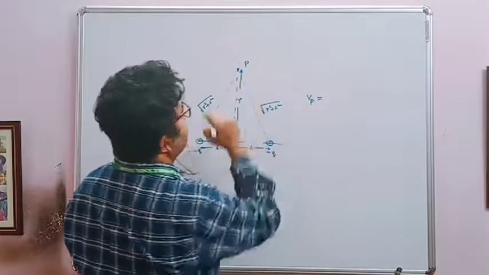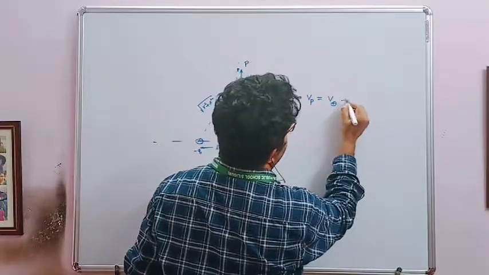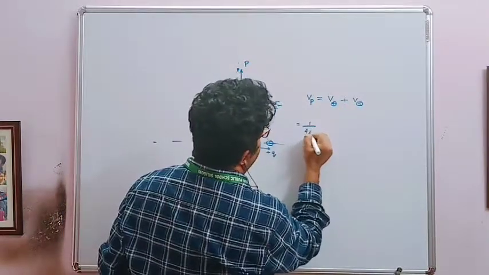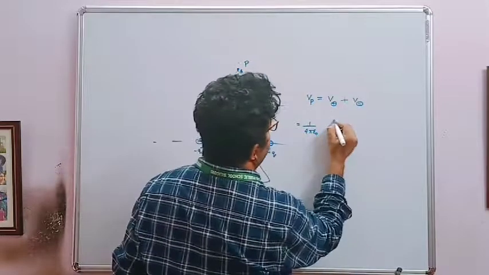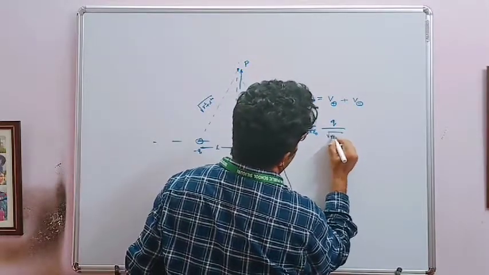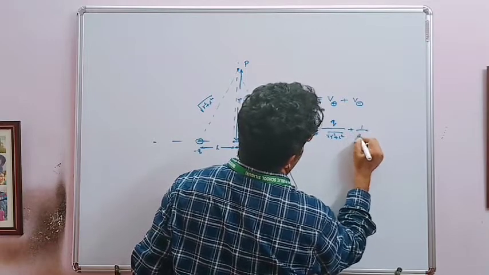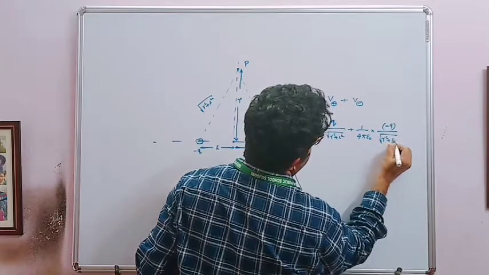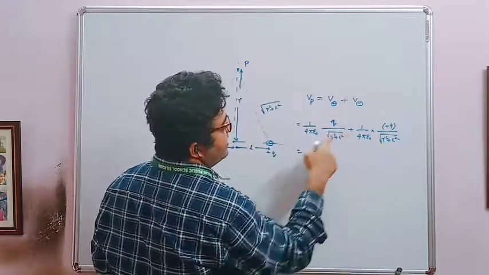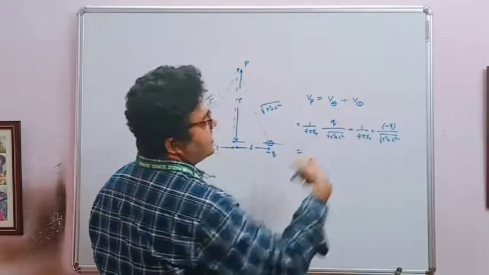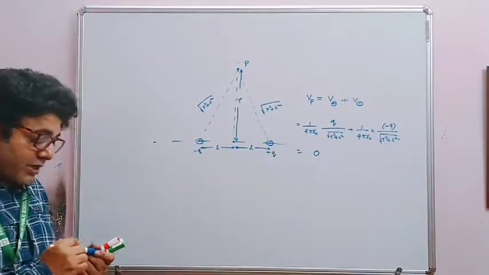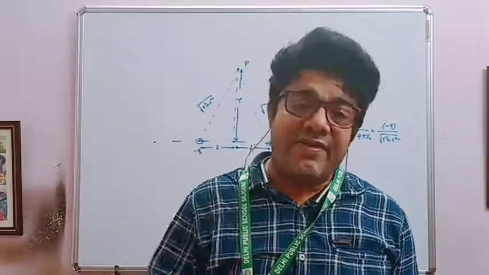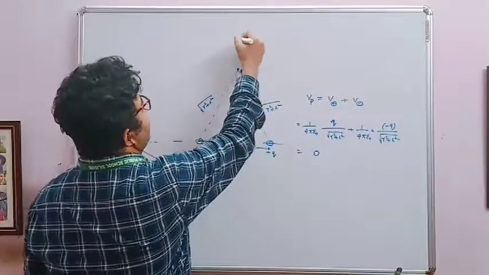So the electric potential at P is the potential due to the plus charge plus the potential due to the minus charge. That is 1 by 4 pi epsilon naught times q by r square plus L square, plus 1 by 4 pi epsilon naught times minus q by r square plus L square. Everything is the same, just one is positive and one is negative, so they cancel and it becomes 0. This is very important in terms of numericals, 1-mark questions, and entrance exams also.